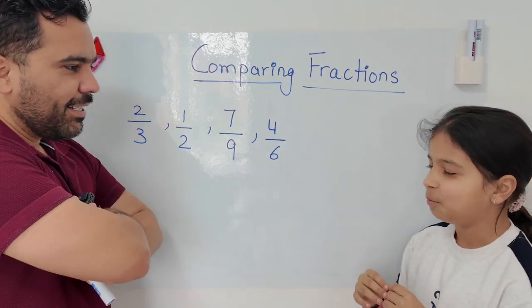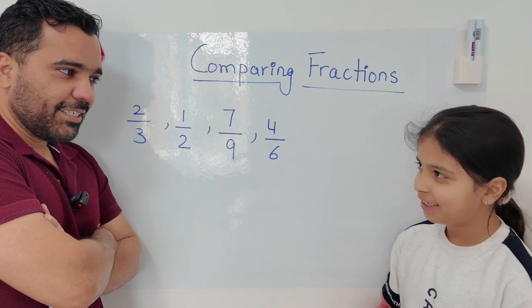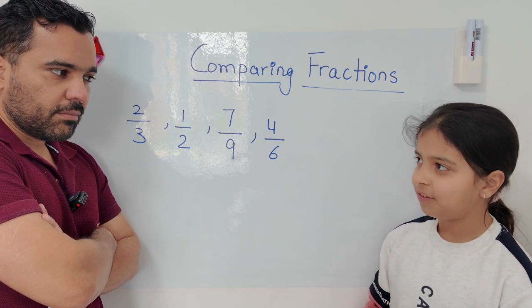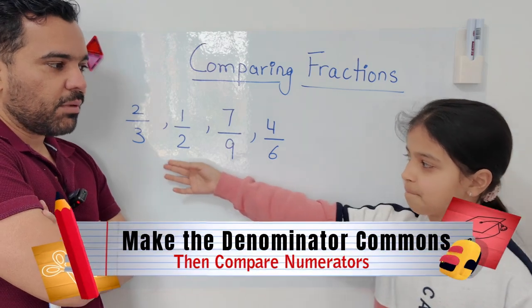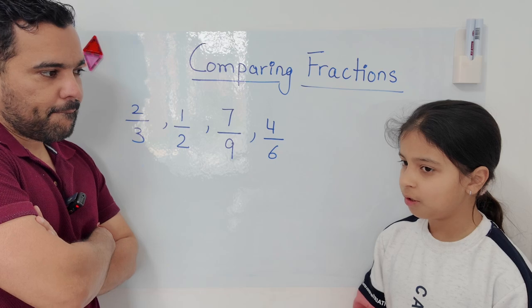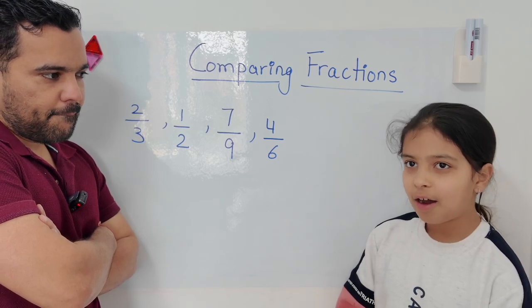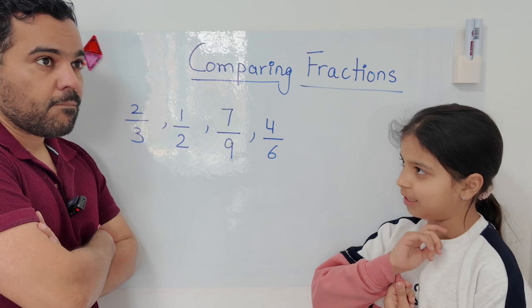Okay, so how do you compare fractions? You have to make the denominator common and then you have to compare the numerators in this example. But you're telling me how we will do it, not why we do it. So if a question says order these fractions from smallest to largest, you can order them correctly.